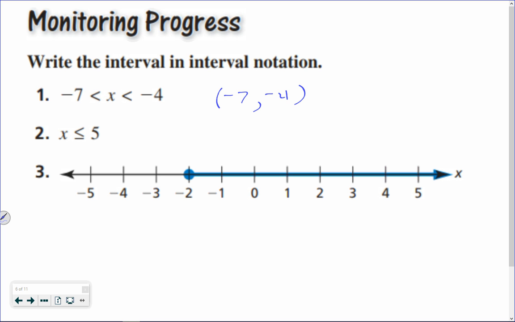What about the middle one? Bounded or unbounded? Keeps going, doesn't it? Okay, which direction? To the left. So it's open, or it's parentheses, negative infinity.